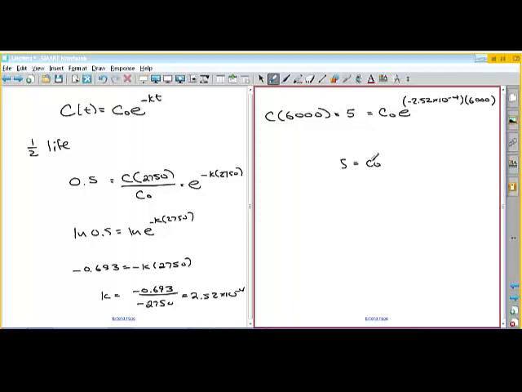So the exponent: e to the negative 2.52 e to the minus 4 times 6,000. Make sure that's in parentheses. And I get this number here evaluated is 0.2204. So C0 is 5 milligrams divided by 0.2204, which is 22.7 milligrams.